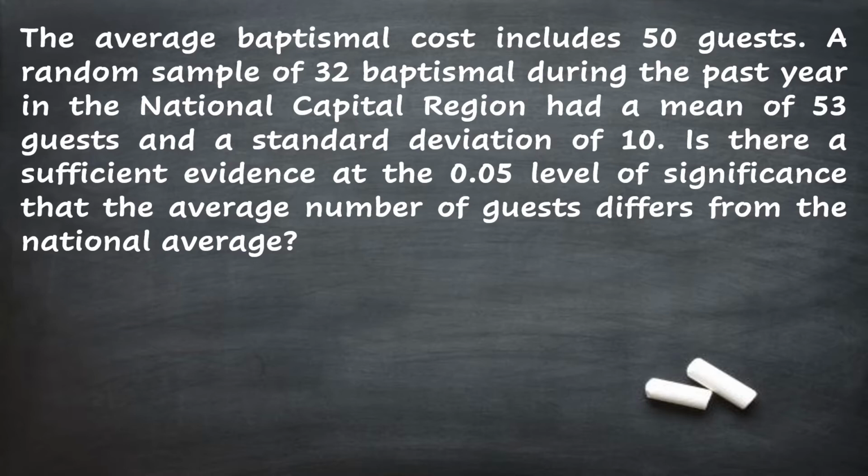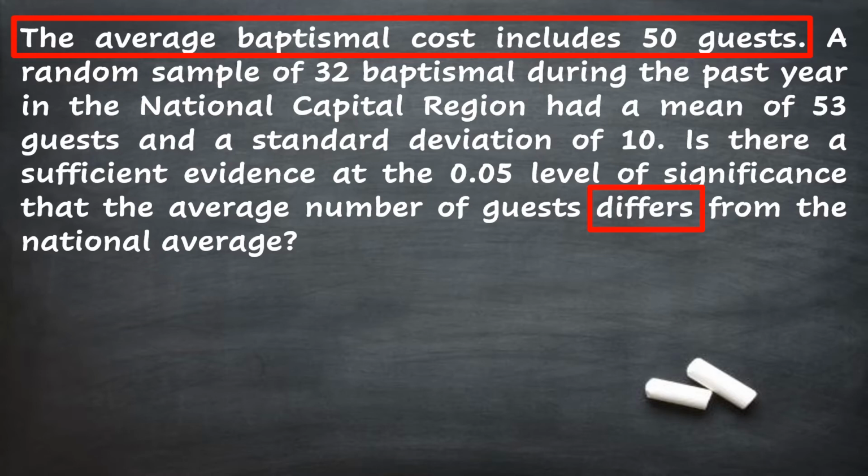So in this word problem, the first statement says that the average baptismal cost includes 50 guests. It is a descriptive statement that is imposed as true for the topic or theme of this word problem. If that is the case, you have to highlight that sentence because it will be a hint on what you are going to write in your null or alternative hypothesis. So that is our first hint.